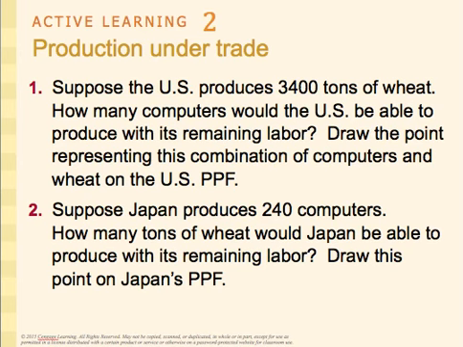Now with the Japanese example, suppose Japan produces 240 computers. How many tons of wheat would Japan be able to produce with the remaining labor? Remember what the maximum was for Japan, and that can tell you how much labor you've got left over to produce wheat. So you can draw that on a PPF as well for Japan. If you want to pause here, I can give you a few minutes to solve these problems before showing you the answers on the next slides, but the answers are coming up.